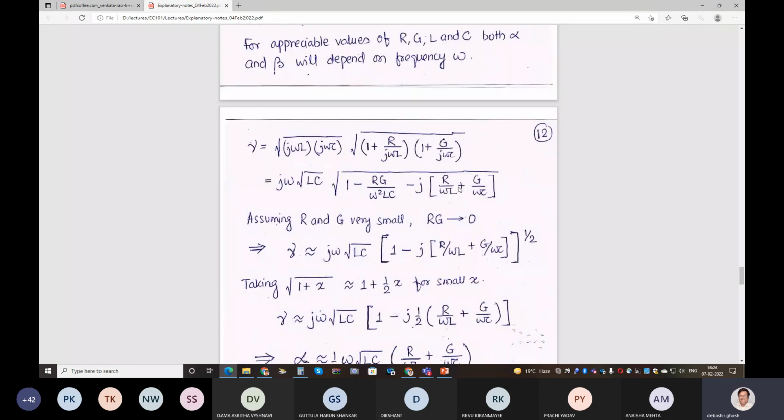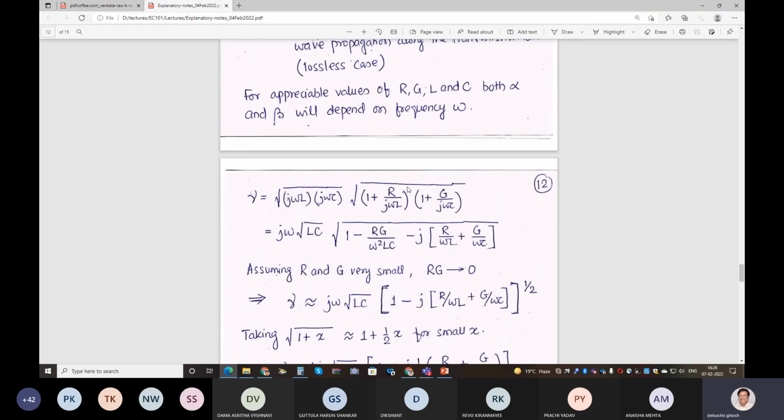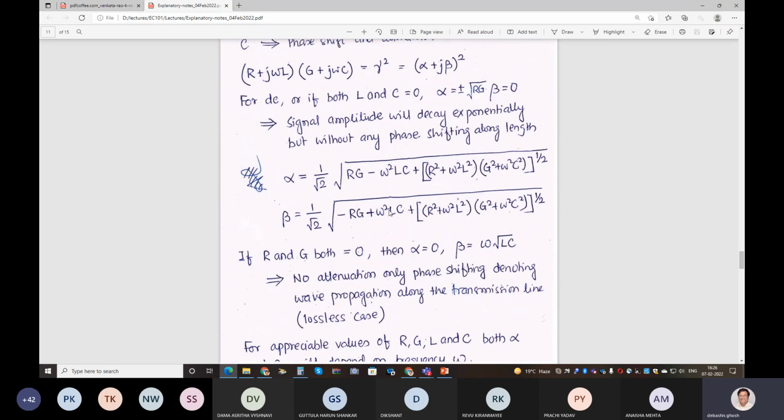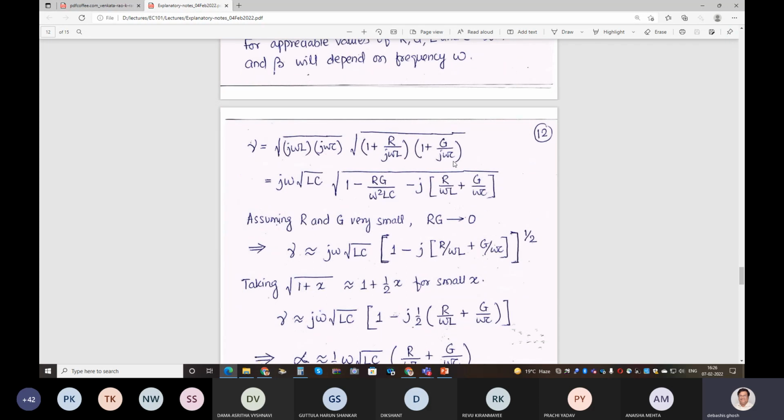Again, in this page I have given just an approximate calculation of gamma. This gamma I have calculated from here, as an approximate calculation using the Taylor series and all these things. You can just check it. This is how I have done it. Assuming R and G very small, so their product RG tends to 0, and accordingly I have made some approximation here.